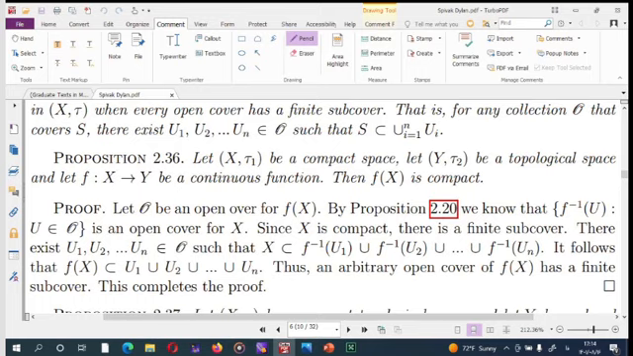For compactness of this set, we must prove that any open cover for this set has a finite subcover. Okay, but by proposition 2.20 we know that the inverse image of any open set is open because f is continuous, okay? The inverse image of any open set is open.